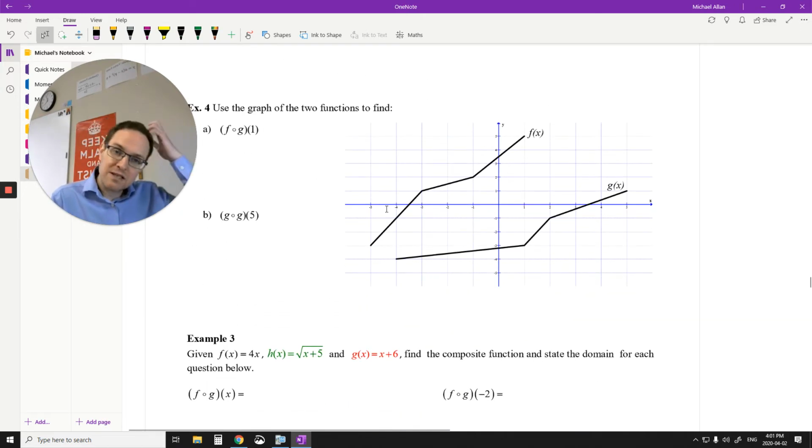Okay, so we're going to do the same thing. We're going to evaluate these, but this time we're going to use graphs, and they're a little bit trickier this time.